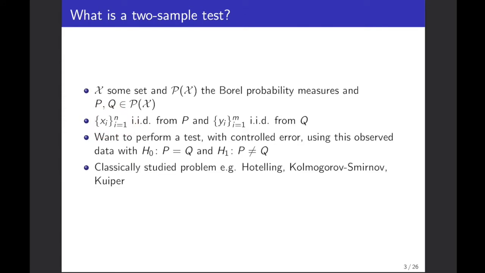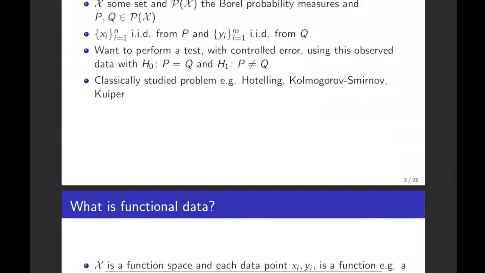We want to perform a test with controlled error using this observed data, and the null hypothesis is that P is equal to Q, and the alternative is that P is not equal to Q. This is a very classically studied problem with decades-old work having gone into it. And the idea of this piece of work is that we're going to be dealing with this when our data is functional data.